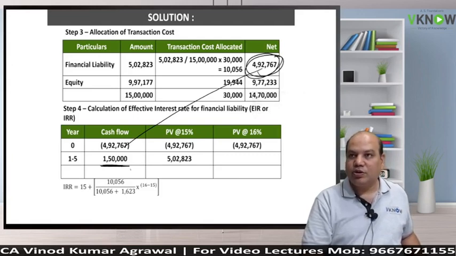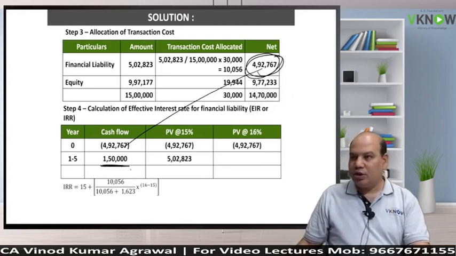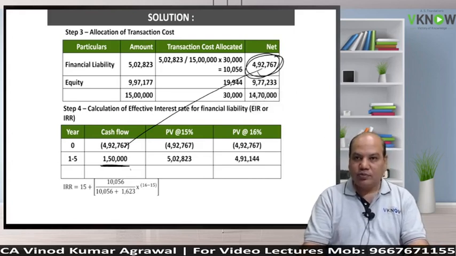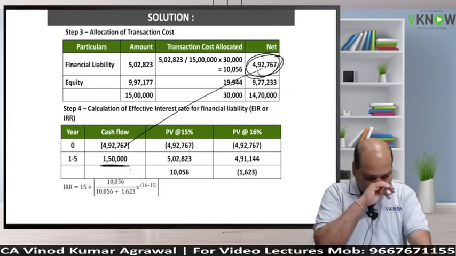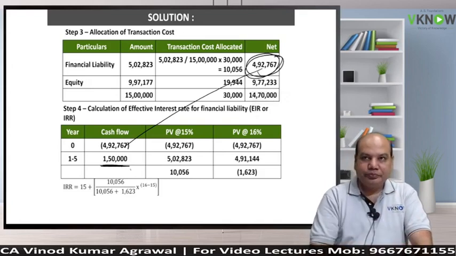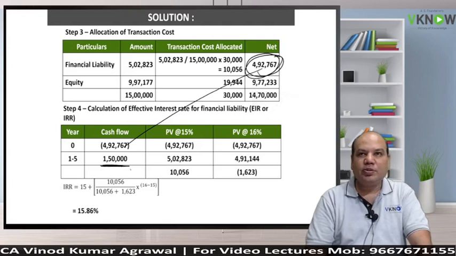Only at 16% you try. First get the annuity factor on your calculator and multiply by 1,50,000. So are you getting 491,144? Find out the net present value, NPV. So IRR is 15.86%. IRR is 15.86%.